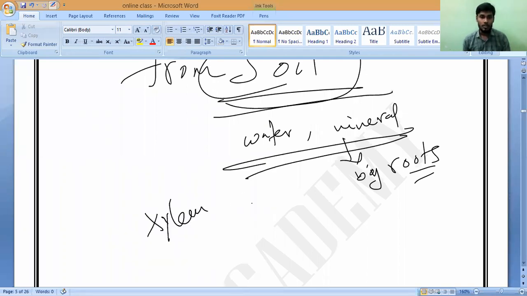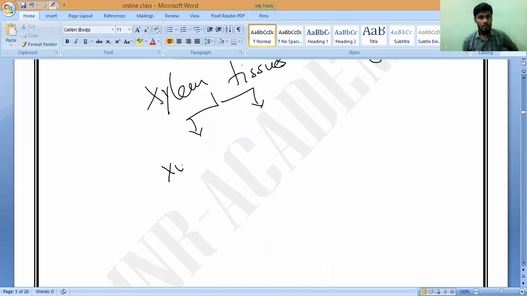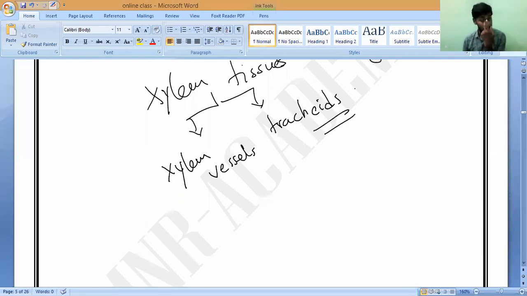So this xylem tissue is again two things. What is that? Xylem vessels and xylem tracheids. Vessels and tracheids, please note it down. Do you all understand? So how many types of xylem tissue now? Xylem vessels and tracheids, two types.